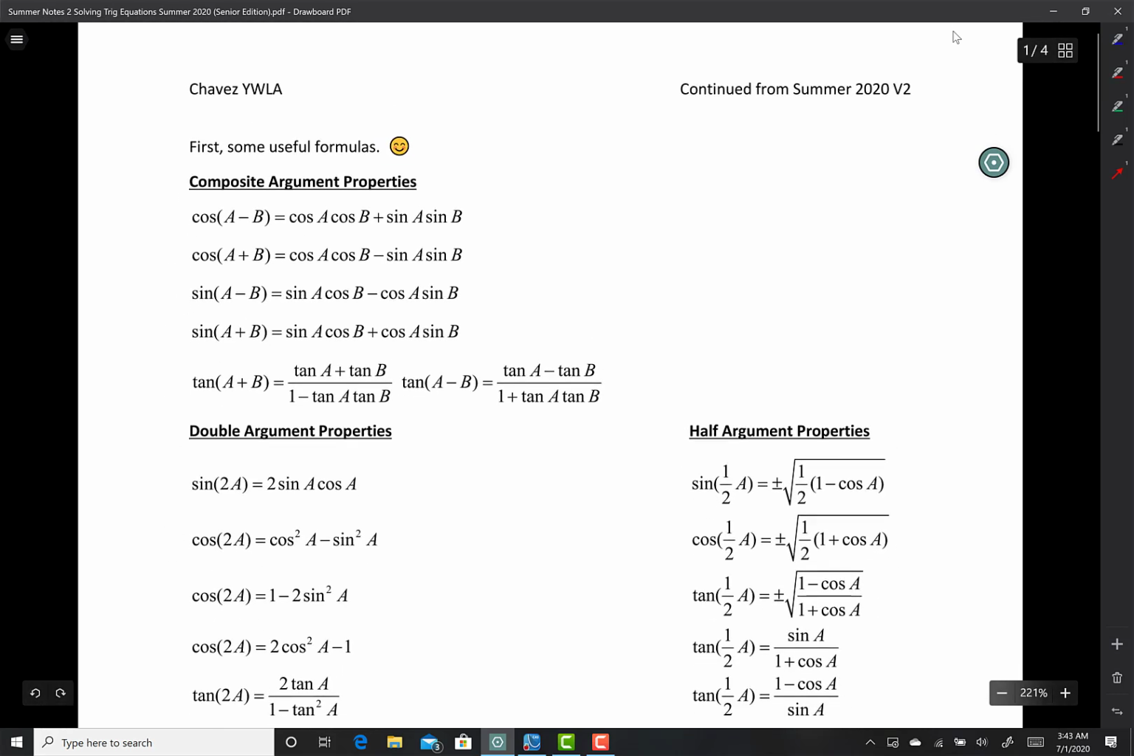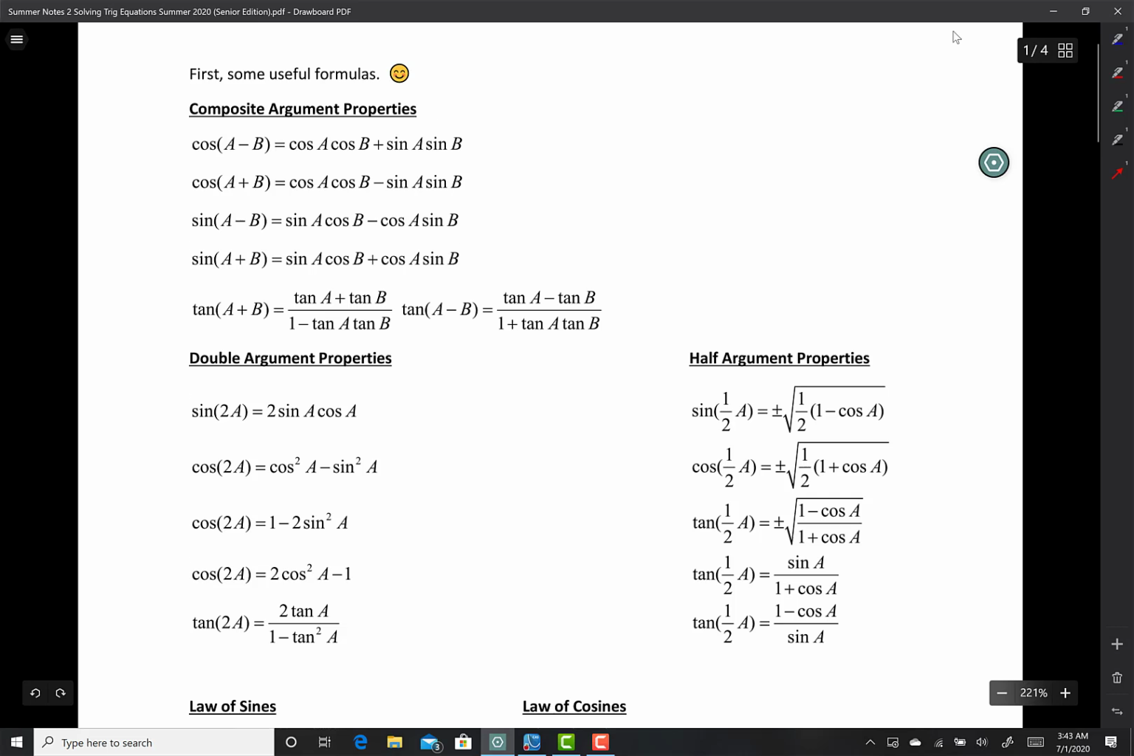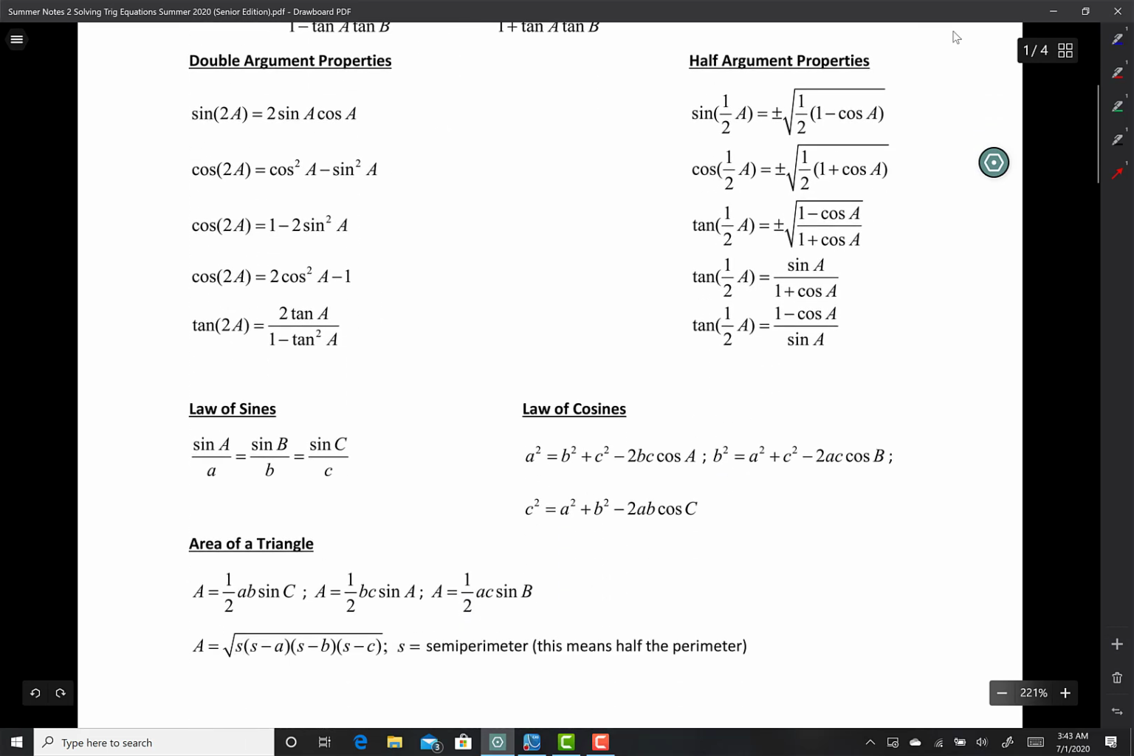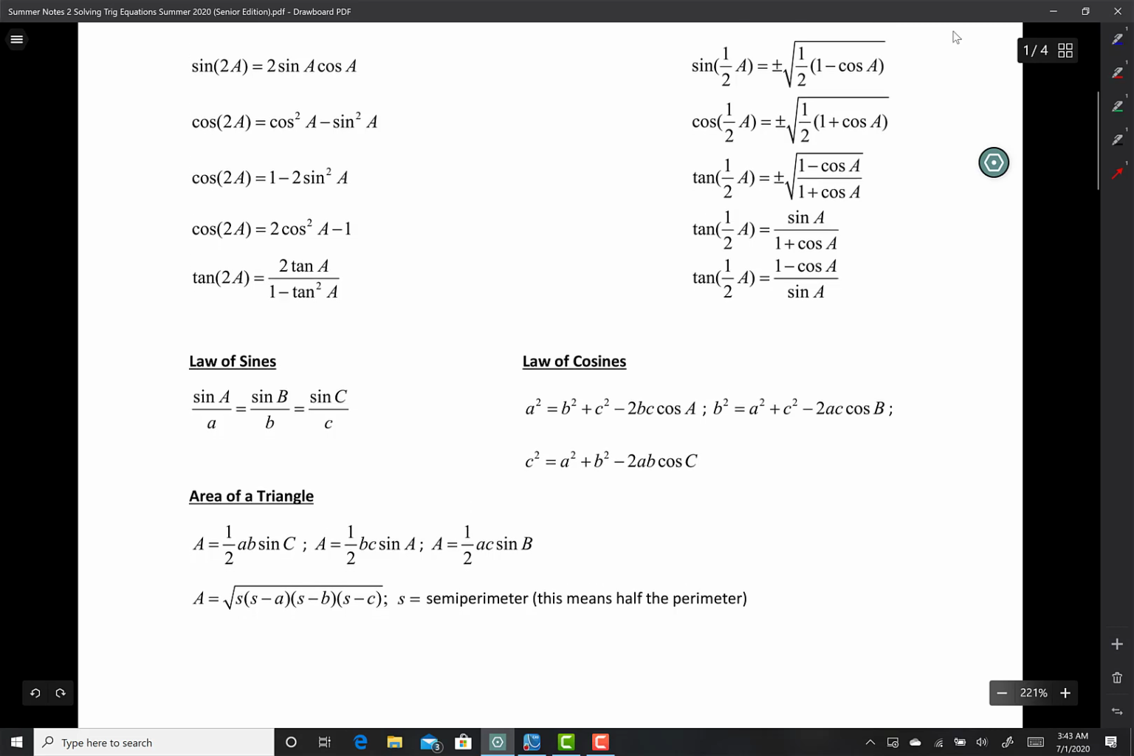So here we go. Let's get right into it. I'm not going to do proof of any of this, guys. It's already in your notes, so hopefully all this is a review. So here are all the trig identities: double angles, half angles, law of cosines, law of sines. We actually won't be using these today, or at least not right now. Maybe we'll get to it in assignment 3 or 4.